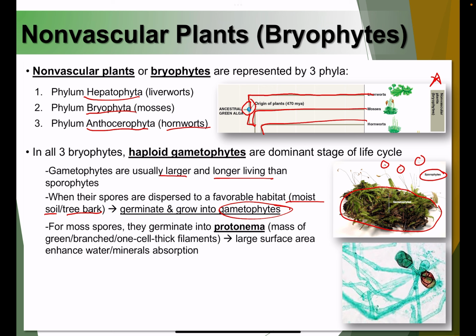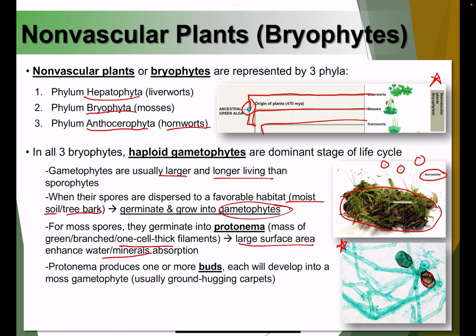Okay, protonema are defined as masses of green, branching, and only one cell thick filaments, which is what you see in this picture here. And they will give rise to a large surface area that enhances water and mineral absorption. So protonema produces one or more buds. Okay, that's how you start from germination. And these buds will then develop into a moss gametophyte, which are usually ground-hugging carpets, which is why in this picture, it literally looks like a green ground-hugging carpet.